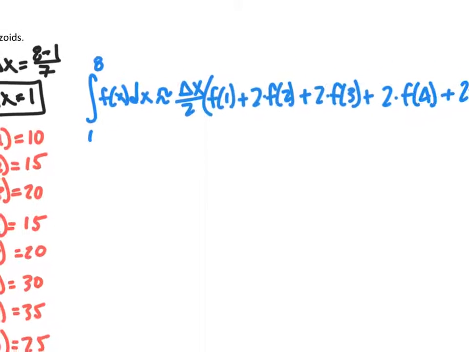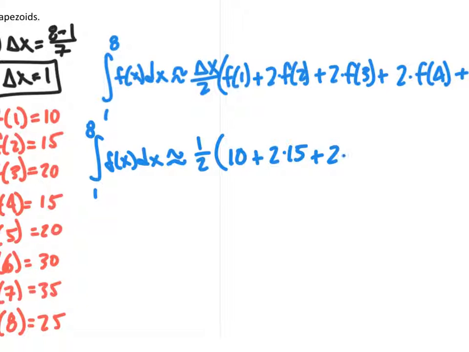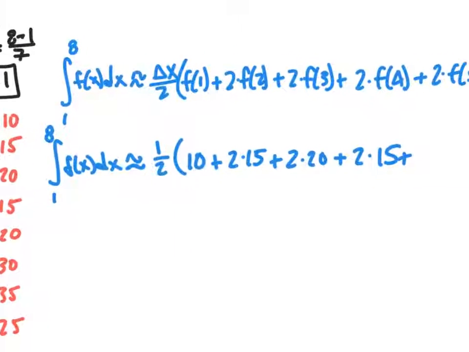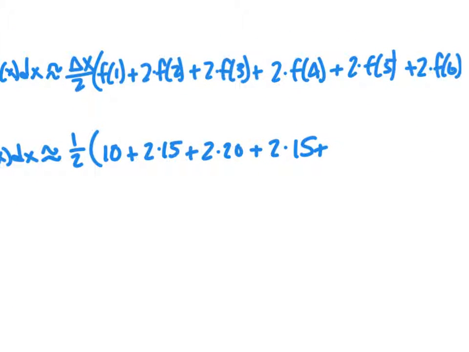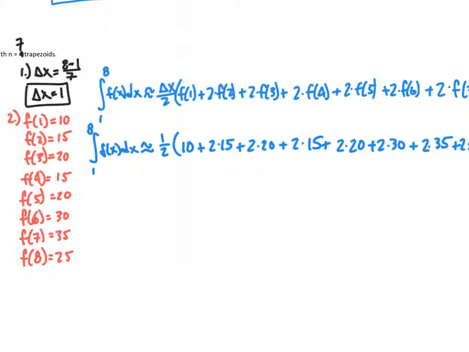So I'm going to come in here and just write down what we've got. The integral from 1 to 8 of f of x dx is approximately, delta x is 1, so 1/2 times f of 1, which is 10, plus 2 times 15 plus 2 times 20 plus 2 times 15 plus, okay, 20, 30, 35, 25. So plus 2 times 20 plus 2 times 30 plus 2 times 35, and then plus just 25 after that. Let me just verify that I've got this. I should have 8 terms here: 1, 2, 3, 4, 5, 6, 7, 8. Okay, so we're good on that front.